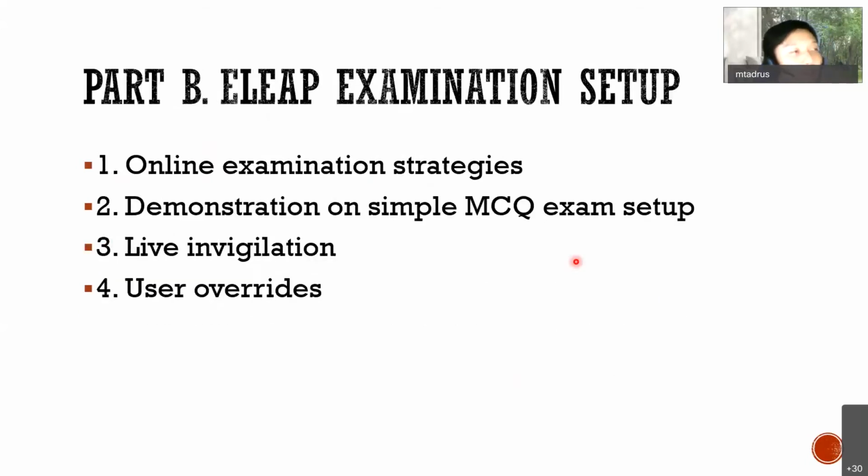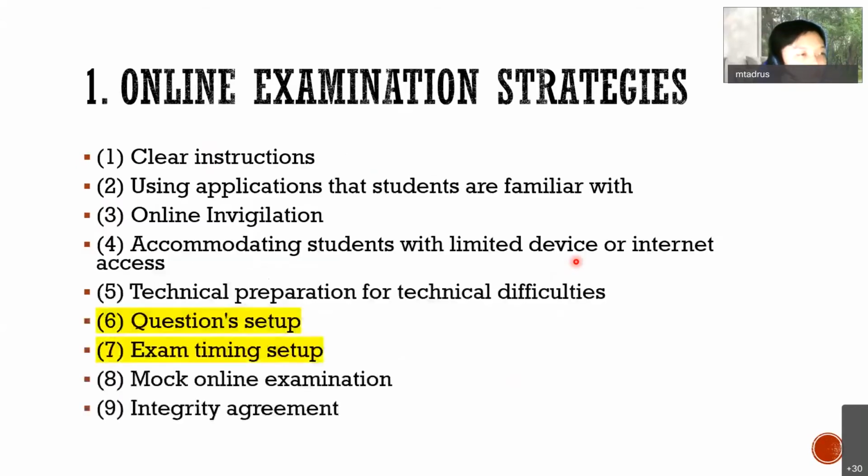Okay, so let's move to part B, the Ellip examination setup. Number one, online examination strategies. This 9 strategies is what we have done in Prayu when we set up our examination here. From number 1 to number 9, it involves the cooperation from the administrative, the top management in order to plan and create this policy, overall strategy, a holistic strategy to conduct online examination.